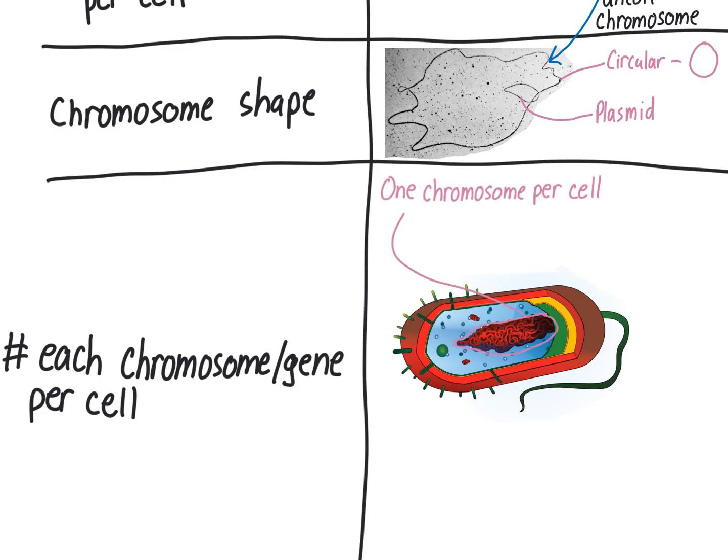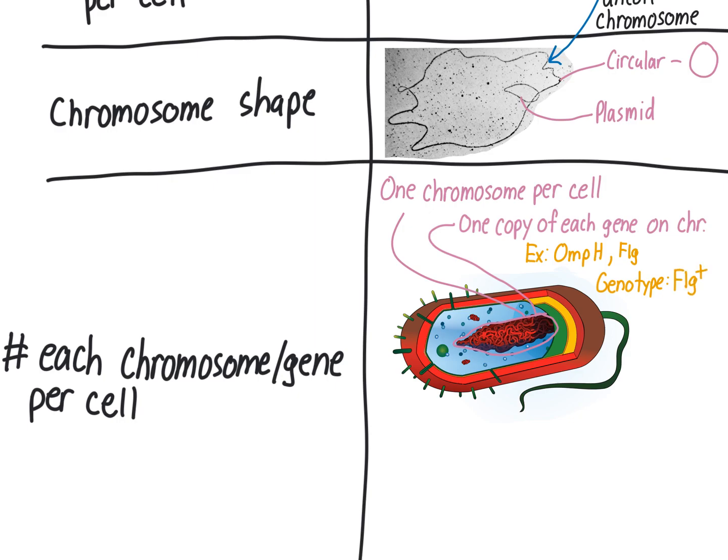Prokaryotes only have one copy of their main chromosome, so they only have one copy of each of the genes that are on that chromosome. Therefore, the genotype of most prokaryotic genes is written with only one allele, such as FLG+. They are therefore haploid for these genes.